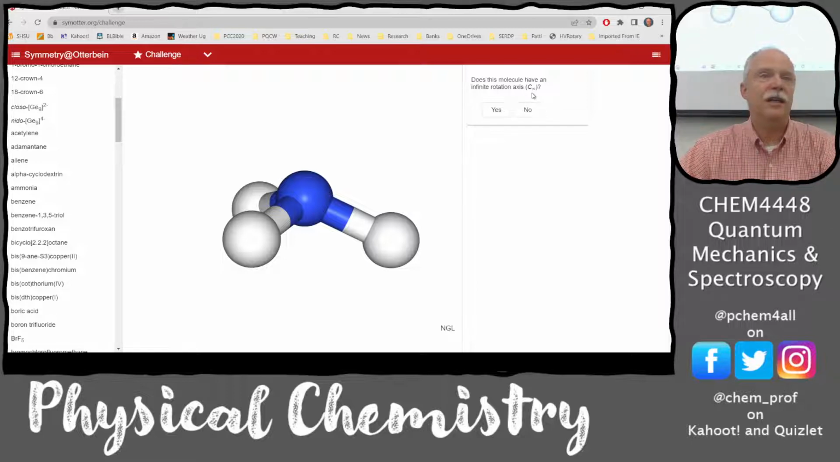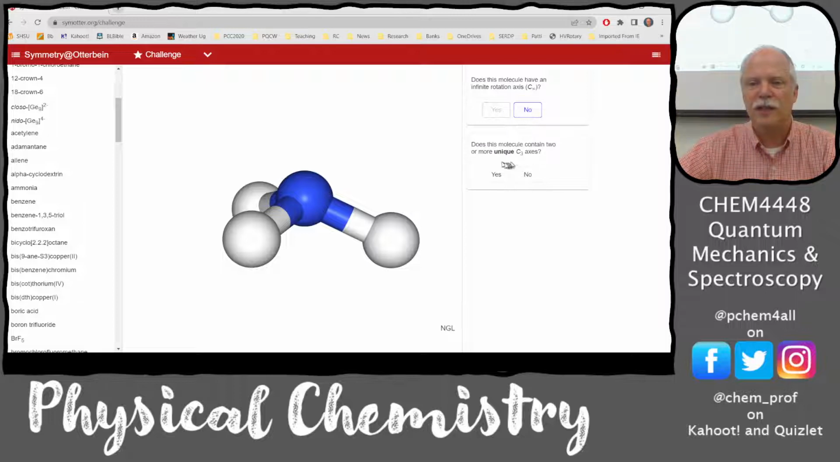No, it doesn't. A C infinity axis would be I rotate it 1/infinitieth of a turn, right? That's that little lowercase n, the Cn, is how you divide the 360 degrees. So you're dividing by 3 for a C3 axis, you're dividing by 4 for a C4 axis. Here you're dividing by infinity. So only linear molecules are going to be able to do that. You rotate it 1 infinitesimal degree and it still looks the same. Can't do that with ammonia. So I'm going to say no.